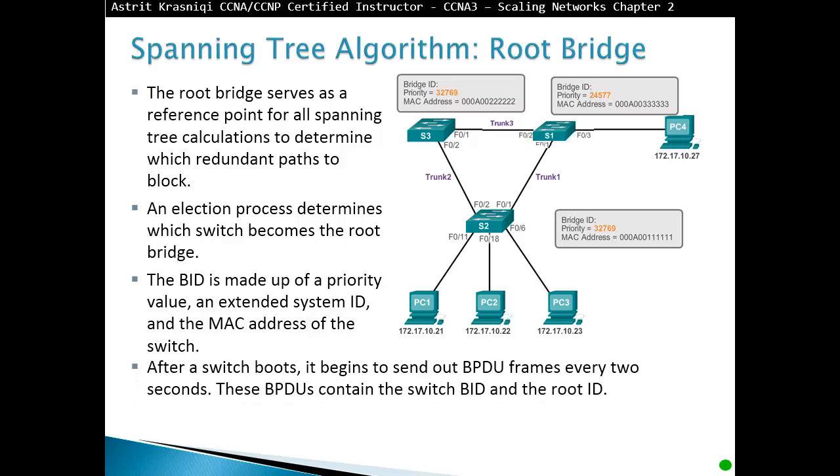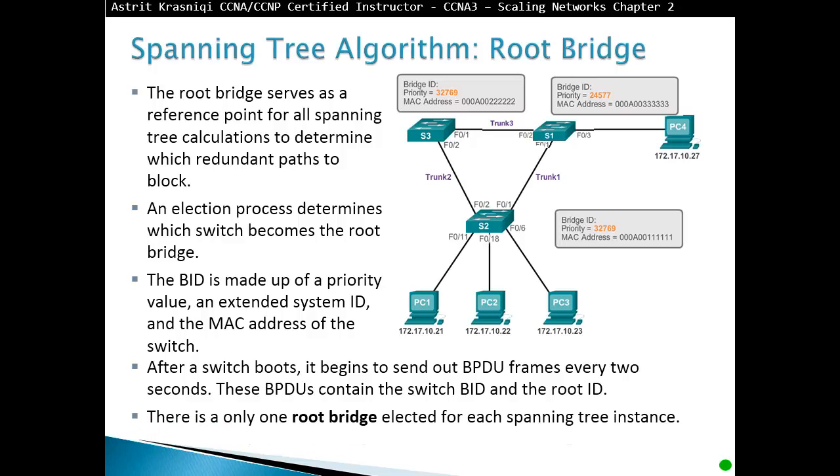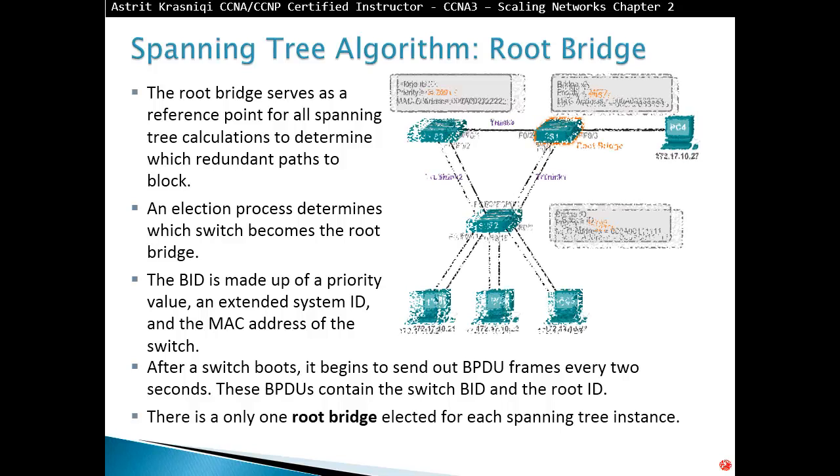After the switch boots, it begins sending out bridge protocol data unit frames every 2 seconds. The bridge protocol data unit contains the switch's bridge ID and the root ID. As soon as the switch boots up, it will send this bridge protocol data unit. That's the language they use to find this selection, this root bridge. In that bridge protocol data unit, they all claim to be the root bridge. As soon as it turns on, it says, yep, I'm the root bridge here. Unless someone comes with a better bridge ID, it's going to end up being the root bridge. We have to have only one root bridge. So there is only one root bridge elected for each spanning tree instance.